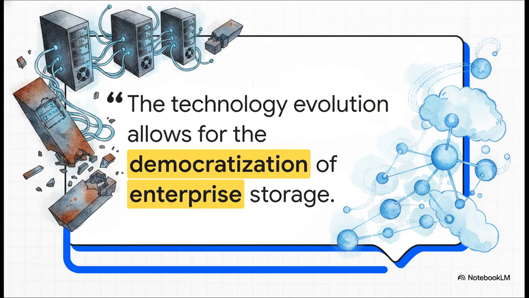I actually love this quote from VMware fellow Christos Karamanolis because it perfectly hits the nail on the head regarding why this matters. He says, "The technology evolution allows for the democratization of enterprise storage and networking. Simply put, commodity x86 servers are incredibly computationally dense now. They have the raw horsepower to handle heavy enterprise storage workloads without breaking a sweat. It completely frees us from those restrictive, proprietary hardware constraints of the past."